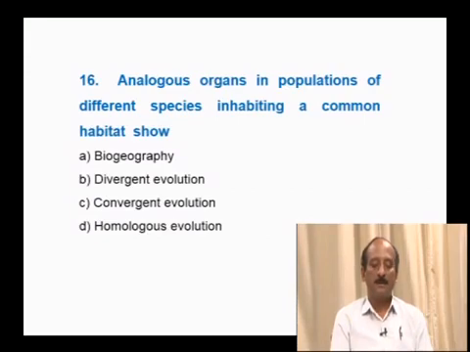Here, analogous organs explain convergent evolution, that is, different organs evolved to perform a common function. Hence, the analogous organs of populations of different species inhabiting a common habitat show mainly convergent evolution. Hence, option C is the correct answer.